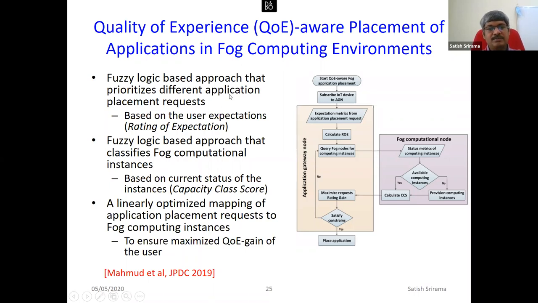You can use fuzzy logic to prioritize different application placement requests. For example, different users are asking this gateway node to deploy their application onto one of these fog nodes. Based on this fuzzy logic, we can come up with a rating of expectation of each and every user based on their quality of experience. Similarly, for each and every fog node, we can also calculate another thing called capacity class, again using fuzzy logic, which decides how loaded that particular node is. And once you have these two things, you can match them using, again, an optimization problem. Then you can say for which user where this task should be running. That's a very interesting problem.